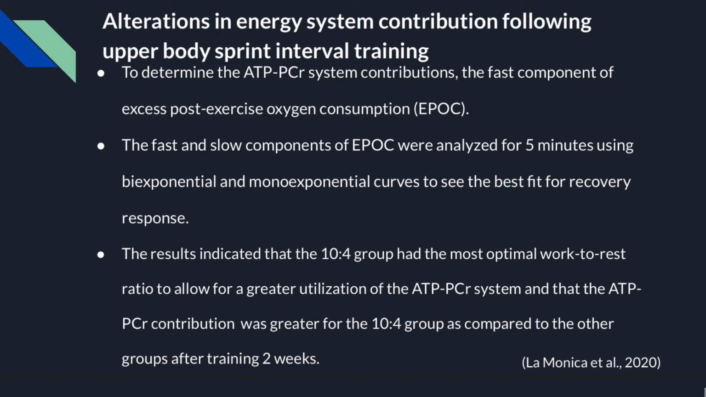The results indicated that the 10-to-4 group had the most optimal work-to-rest ratio to allow for a greater utilization of the ATP-PCR system, and that the ATP-PCR contribution was greater for the 10-to-4 group as compared to other groups after only training 2 weeks. So ATP-PCR contribution precedes improvements in anaerobic performance, and may need a longer training intervention to express enhanced anaerobic characteristics.